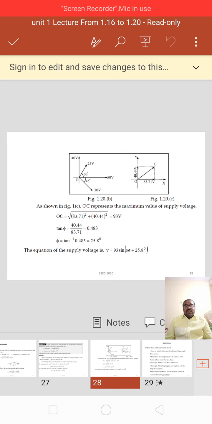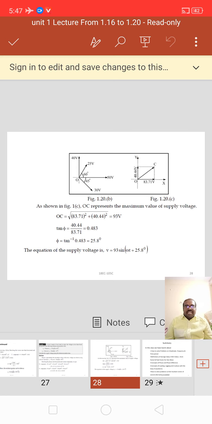The phasor values are shown in the diagrams, that is in phasor diagrams or vector diagrams. V1, V2 is shown in A and V2, V3, V4 is shown in B as shown in the figures. OC represents the maximum value of supply voltage.